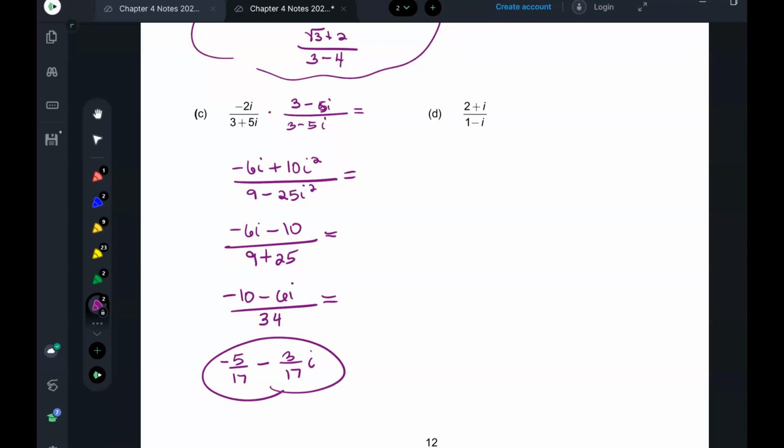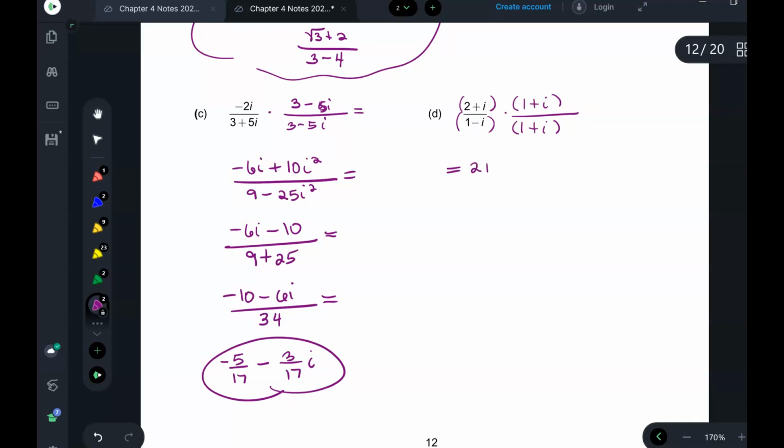Okay, what do you think the last one, what are we going to multiply by? 1 plus i. Good. So 1 plus i. Now I have to FOIL on the top. But the numbers are smaller than the last one. So we have 2 plus 2i plus i plus i squared.